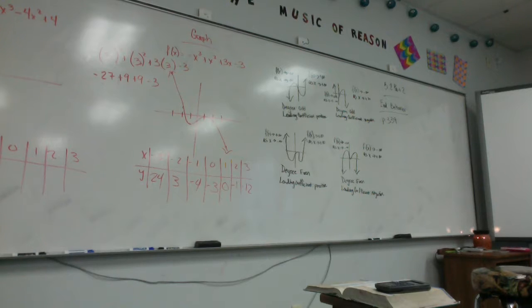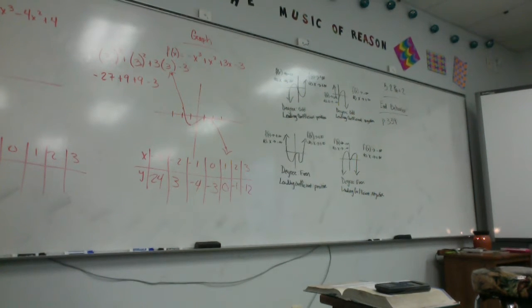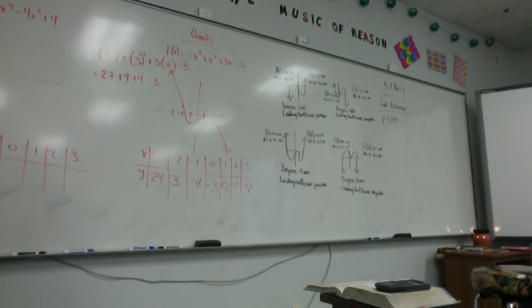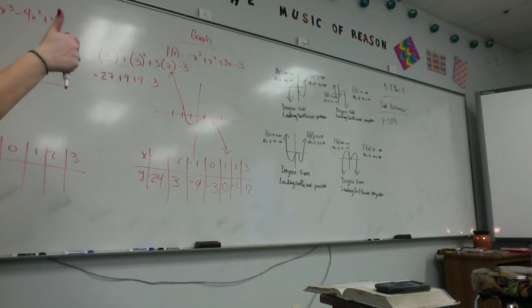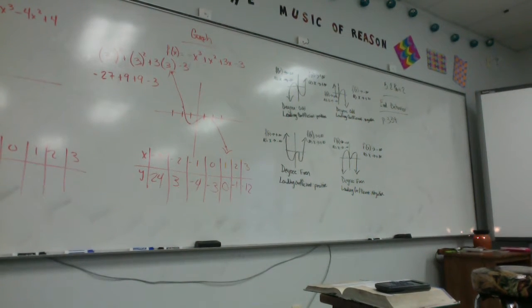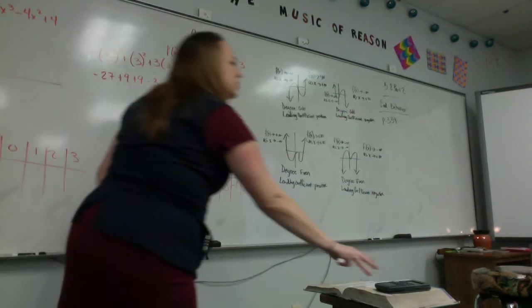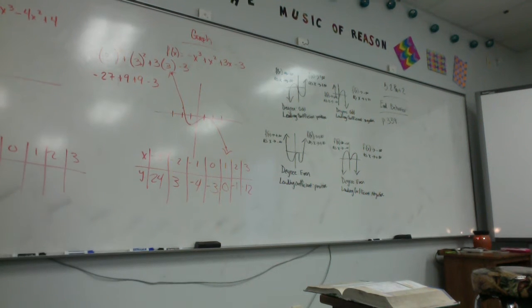What's negative 3 to the 4th? Well, first of all, what type of graph should I get? A W shape-ish thing? Yes, because my leading coefficient is positive and my degree is even. So yes, a W-ish thing. Okay, what's negative 3 to the 4th? It's 81.